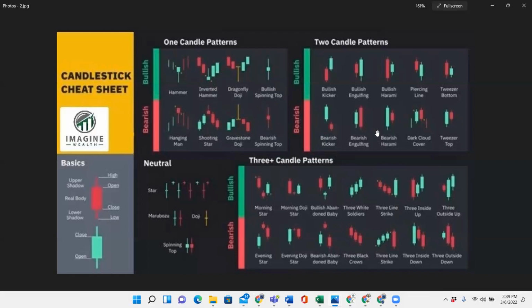You don't have to memorize every one of these. Pick some of the ones that you like, the ones that you feel that you memorize, and these are the ones you would trade with. Okay, like I trade with the three white soldiers. I also trade with the three black crows. So I like the evening star. I like the morning star. So these are just certain patterns that I like to trade with. You can definitely figure out which ones you like to trade with, but you don't have to memorize everything.